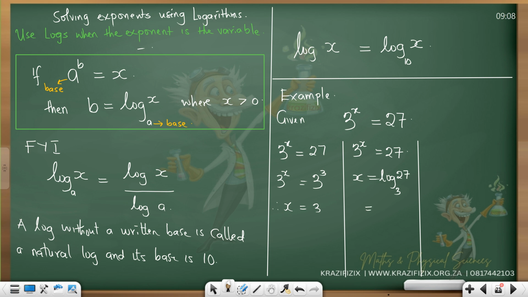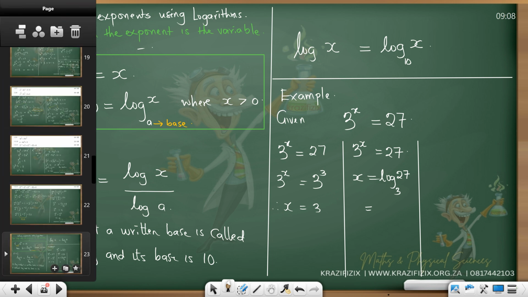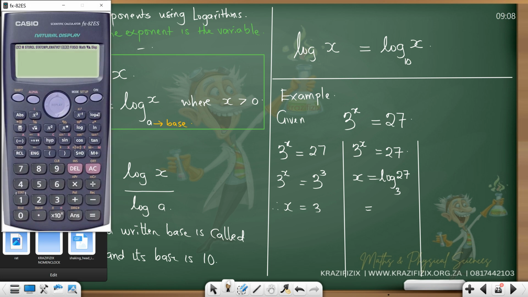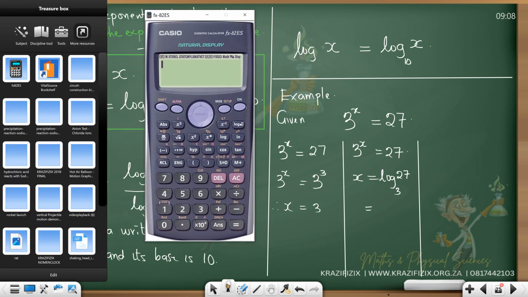27. Now grab your calculators with me, everybody. Please, and keep your eyes on the screen. Grab your calculators. Look at your calculator. If you look at your calculator, there are 2 logs there on the right hand side. There is one that is just written log.